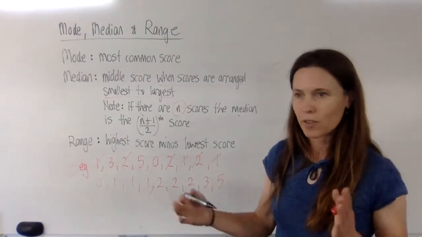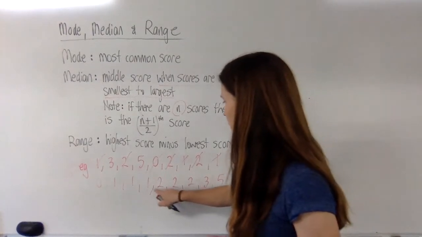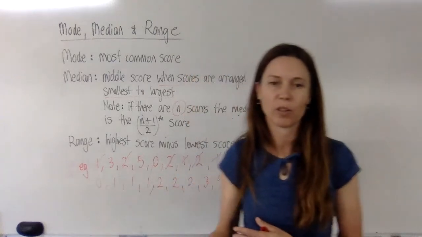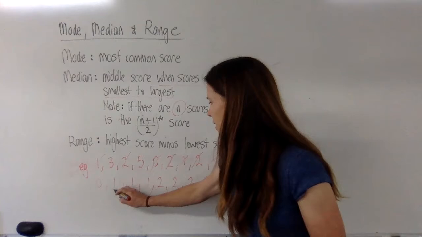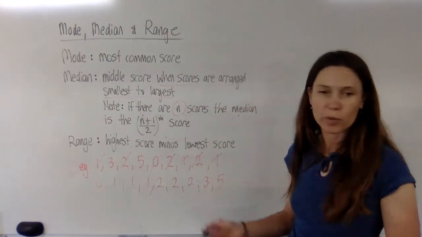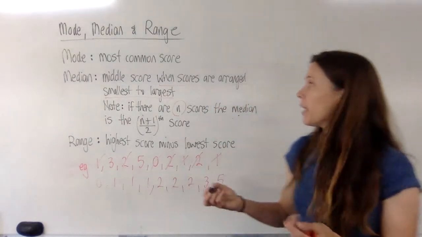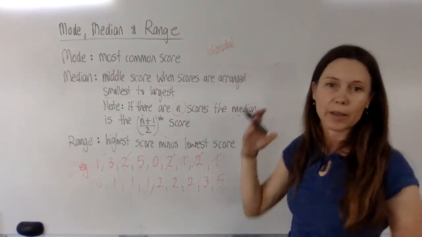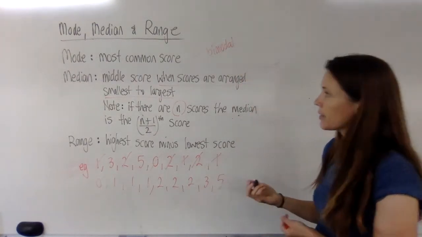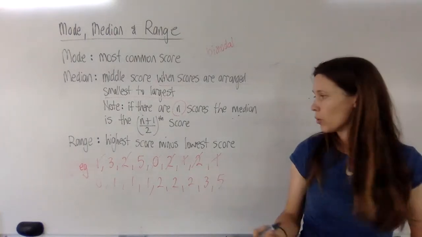Then double check that you've got the right number of scores. 1, 2, 3, 4, 5, 6, 7, 8, 9. Make sure you haven't forgotten anybody. Now, to find the most common one, I can see that there's 3 1s, but there's also 3 2s. So we've got 2 modes here. And in fact, you can have a set of scores that is bimodal. In other words, there are 2 modes. I'd say here the mode is 1 and 2.